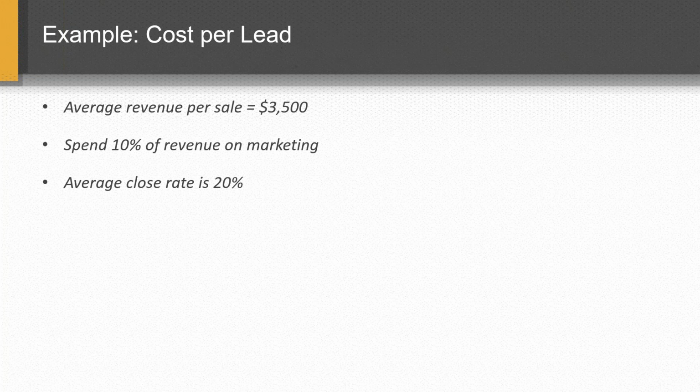By taking the $3,500 and multiplying by 10%, you get $350, which is your cost per acquisition goal. And that's how much you can spend to get a sale and still have that same 10-to-1 revenue to marketing cost ratio.